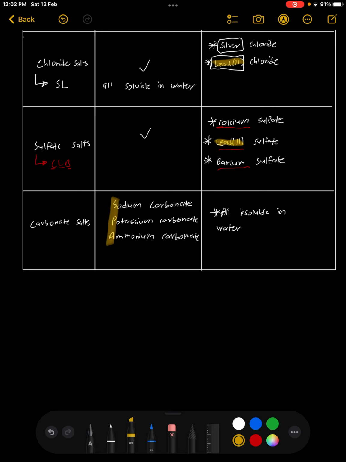So there are 4 different kinds of salt. Please do take note that all SPA carbonates for this group are soluble in water.